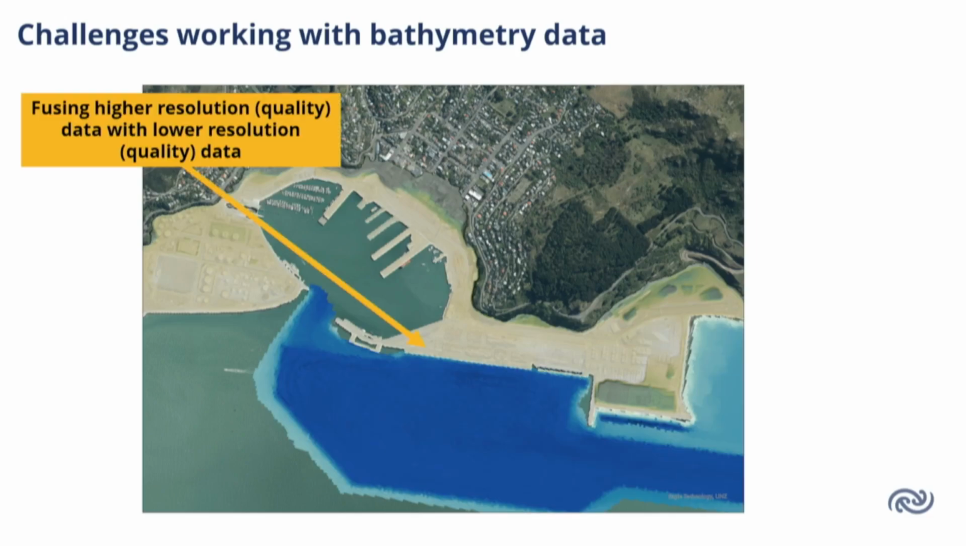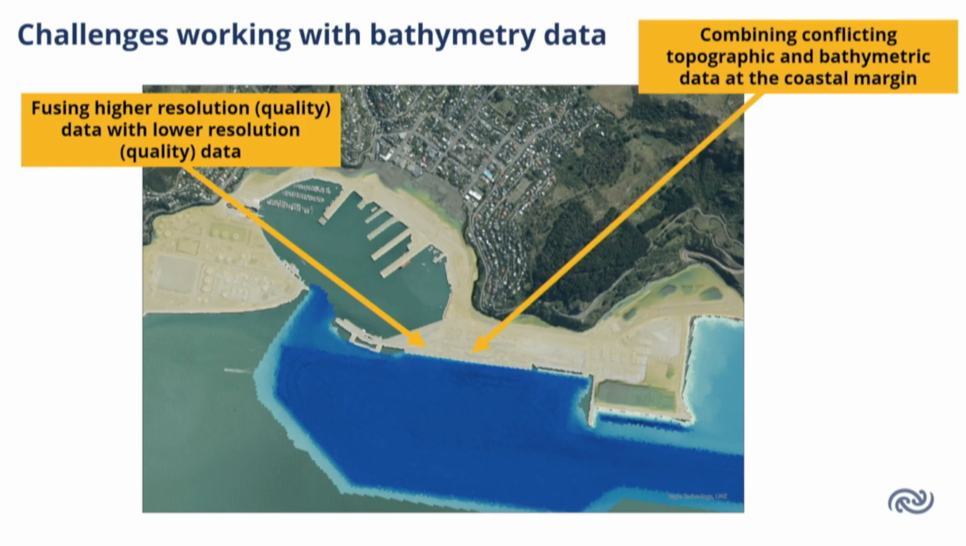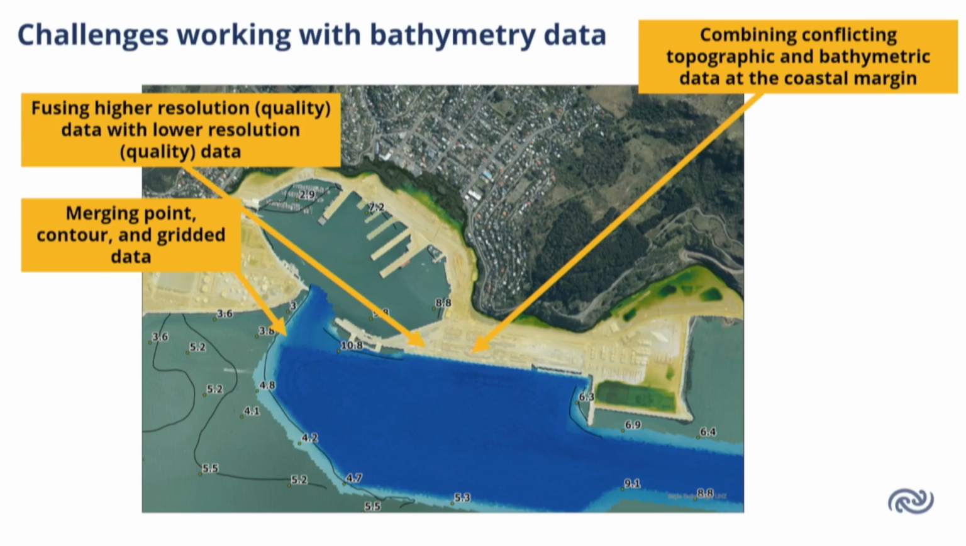Oftentimes we have higher quality data and lower quality data. In this case, we have some 1 meter lidar on the land and some coarser resolution bathymetry. How do we merge these two together? And what do we do at the boundary between such data sets? They might be conflicting in what elevations or depths they say.